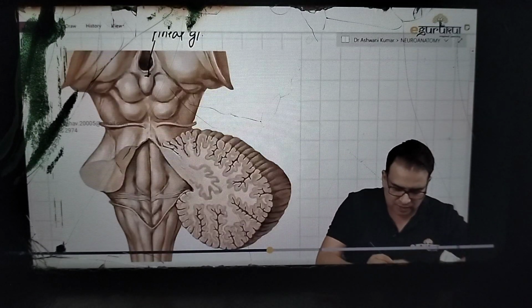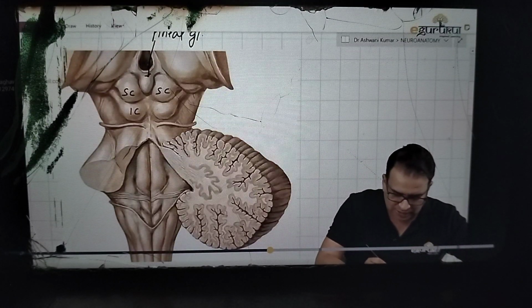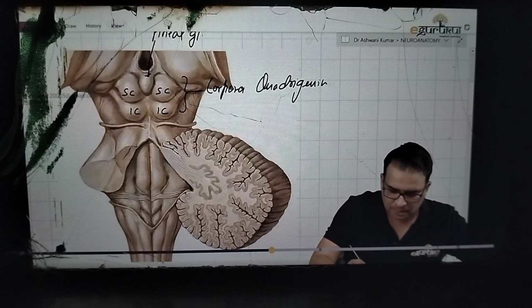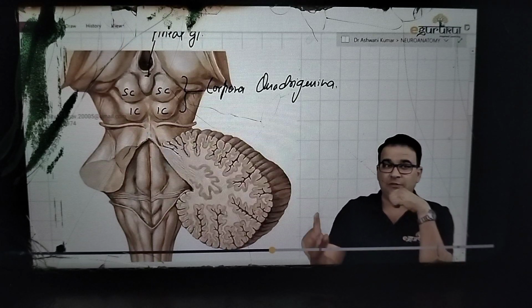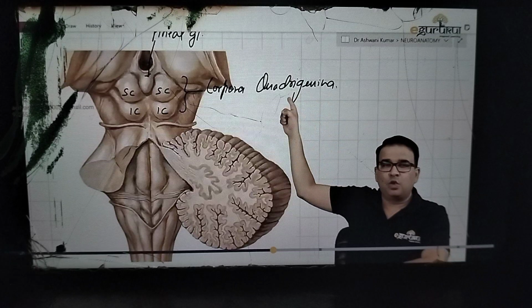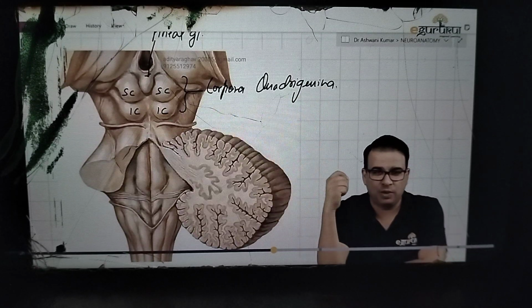Let me write over it. We have the superior colliculus and these are the inferior colliculus. The superior and inferior colliculi together are called the corpora quadrigemina, four gem-like structures. And if you remember, there was a cistern present behind this and above the cerebellum. We call it the superior cistern or quadrigeminal cistern. That is basically facing these corpora quadrigemina only.